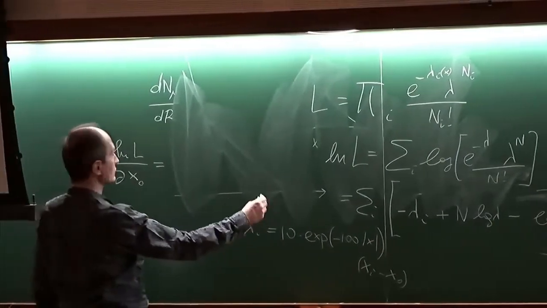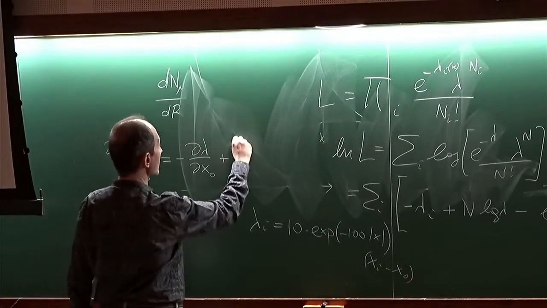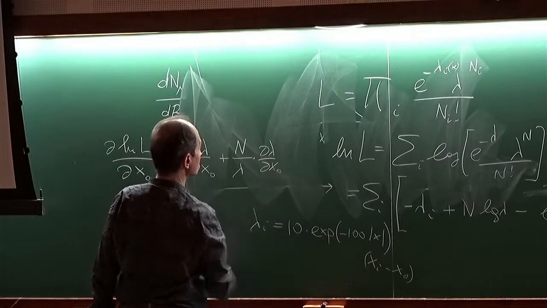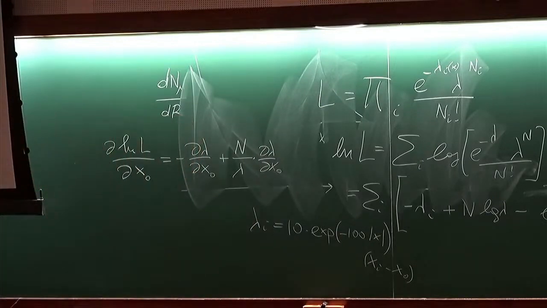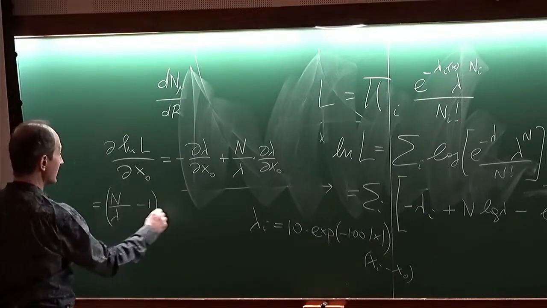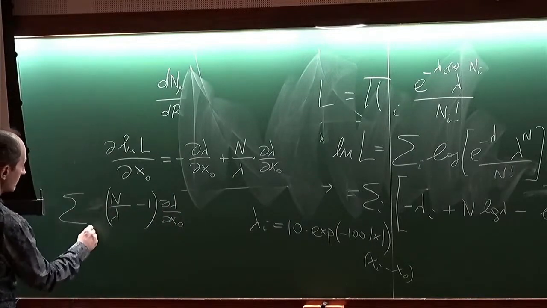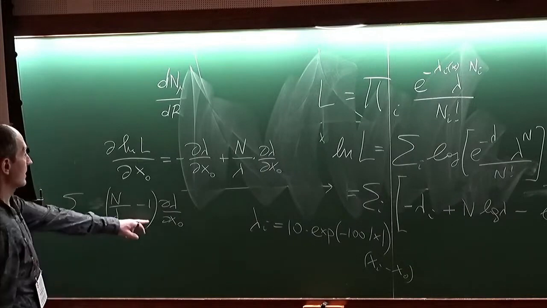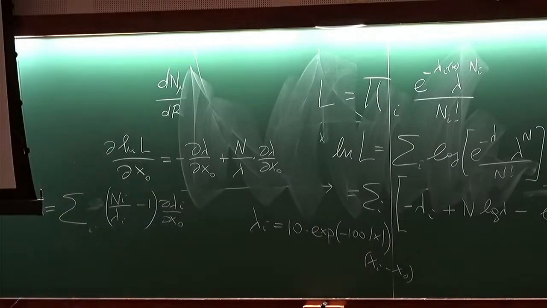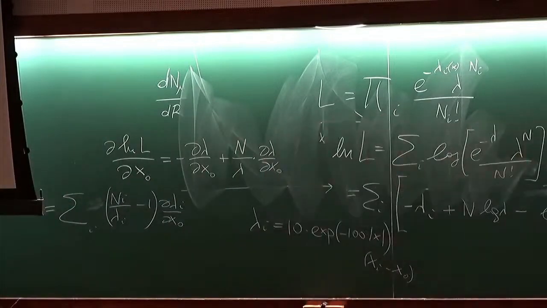And so this will be minus the derivative of lambda over x0, plus n over lambda times the derivative of lambda over x0, and the other term doesn't count. So we will have n divided by lambda minus 1, times the derivative of lambda over x0. But this will be a sum over all the terms, because each of these is a lambda_i and an n_i. So we will have to code this. I don't think we can get through everything, but at least we can start.